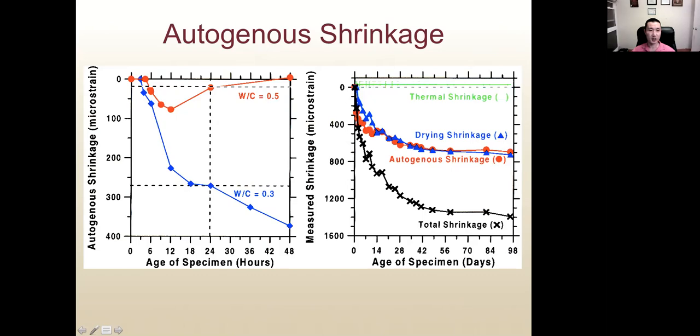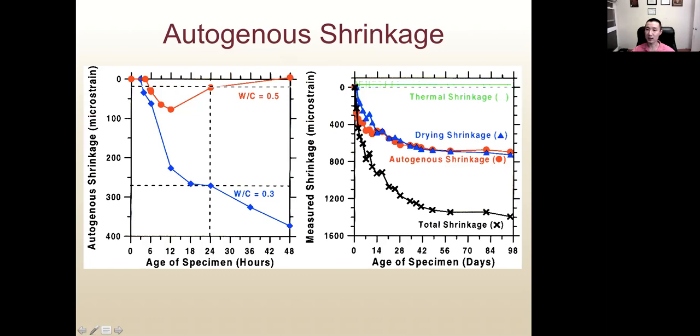This figure shows us autogeneous shrinkage for two types of concrete by water cement ratio. One is a water cement ratio of 0.05. Another one is a water cement ratio of 0.3. For high water cement ratio concrete, there's not too much autogeneous shrinkage. As we can see from here, it is almost zero. But low water cement ratio concrete has a lot of autogeneous shrinkage.